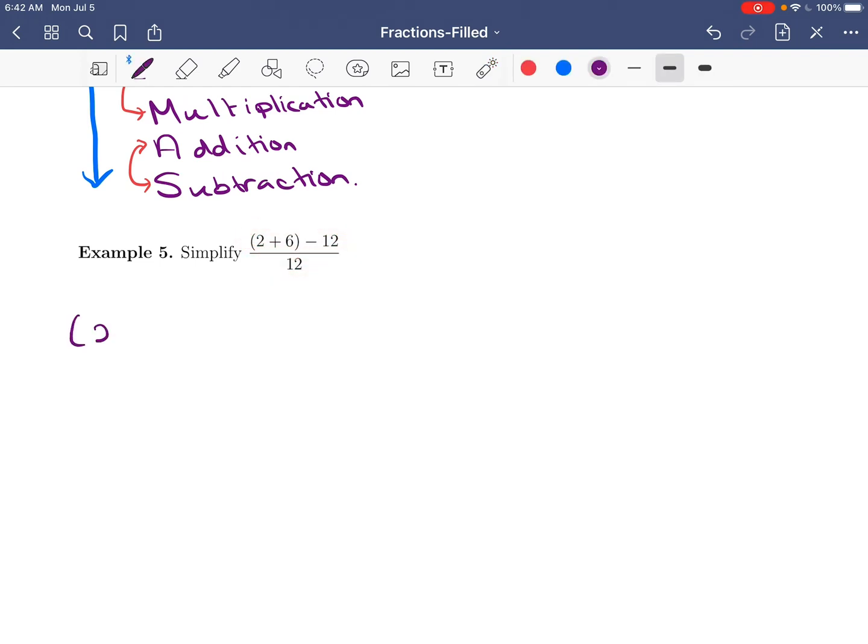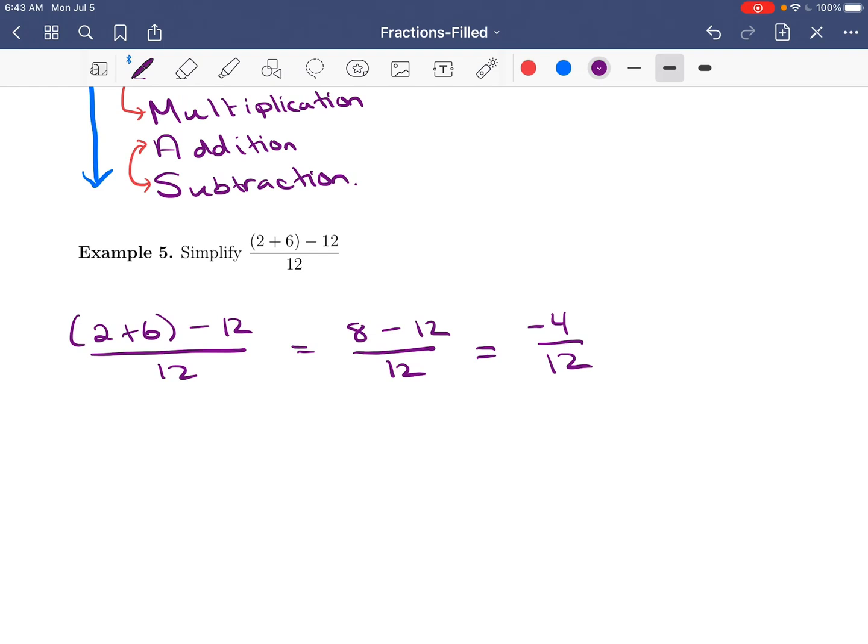So if I wanted to do this, I have to simplify in that bracket, so that's an 8. Okay, and then I'm going to want to simplify the top, so that's going to be a -4. And now I just want to reduce. Okay, so 4 is 4 times 1, and 12 is 3 times 4. So this would simplify to negative 1/3. Okay, so that's sort of an easier example, just using the order of operations.